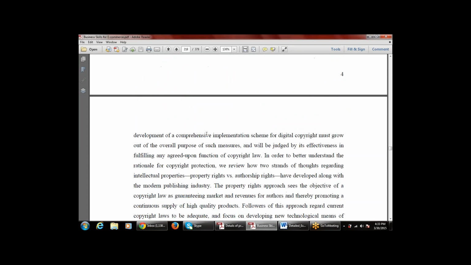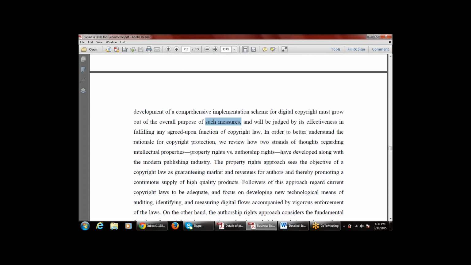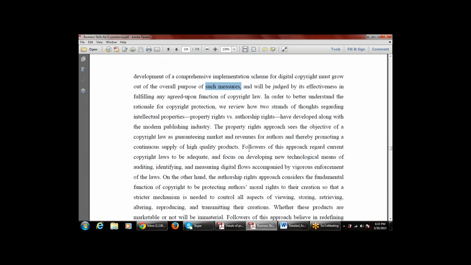However, the development of a comprehensive implementation scheme for digital copyright must consider the overall purpose of such measures. So this history simply says that in the growing phase, whenever there is a demand for copyright protection, there is a need for intellectual property rights, which concerns the modern publishing industry.